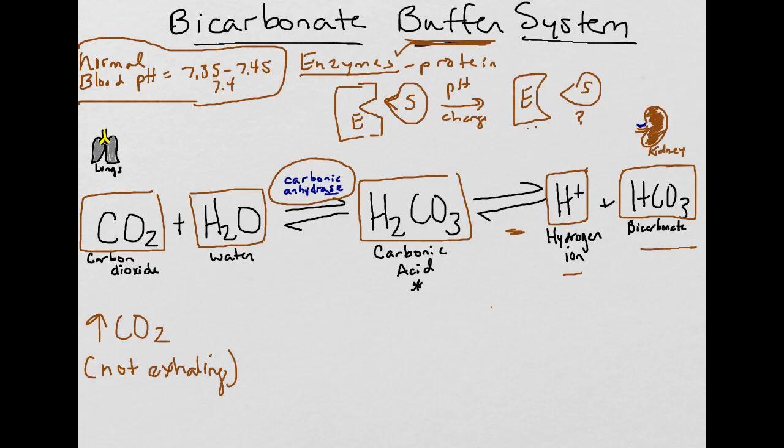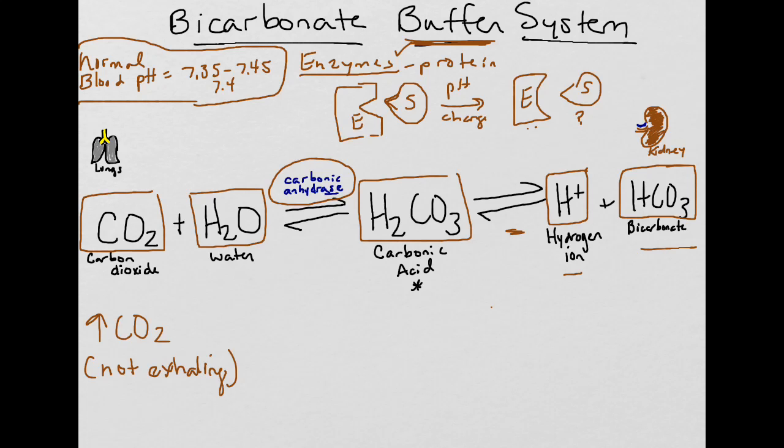So why would that happen? It could be something like a lung problem like emphysema, where we just can't push out the lungs, or maybe it's an obstruction, or maybe there's some other problem going on. Whatever it is, carbon dioxide is not getting out of the lungs, and therefore it's staying in the bloodstream. So we've got too much carbon dioxide.